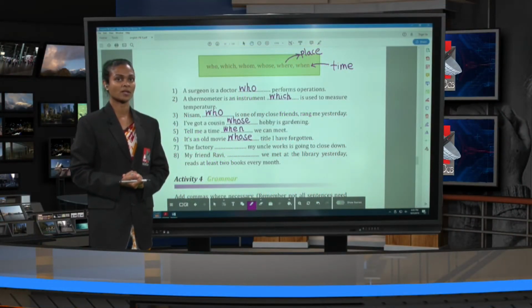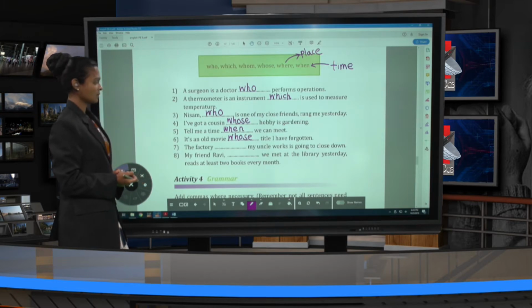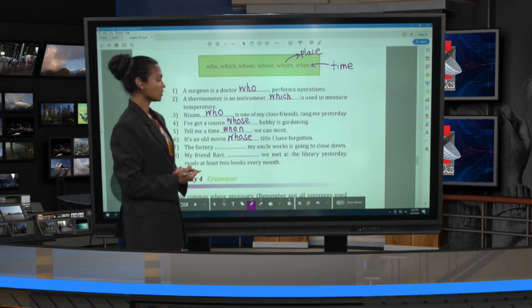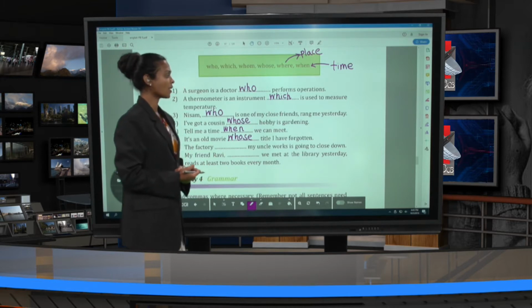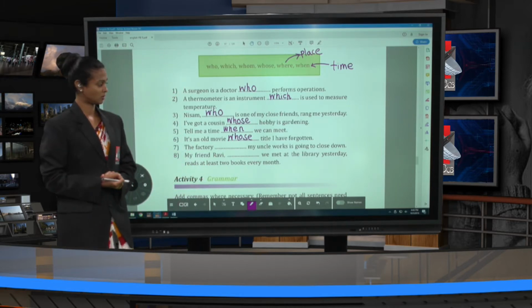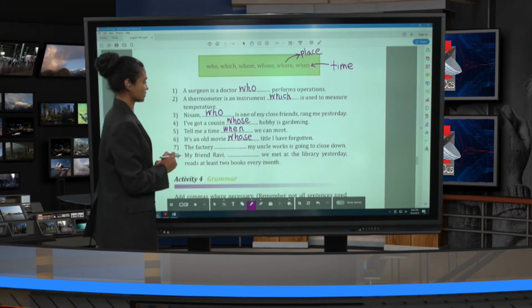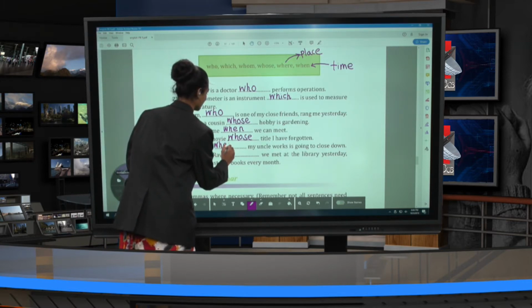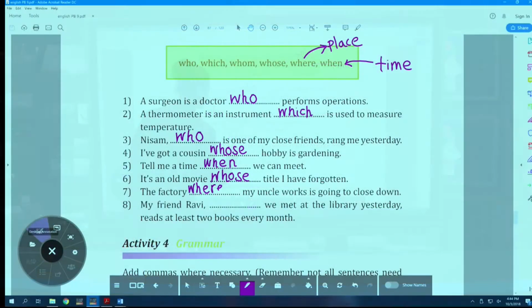Then next one, the factory. The factory where my uncle works is going to close down. The factory where my uncle works, or you can use the factory which my uncle works is going to close down.